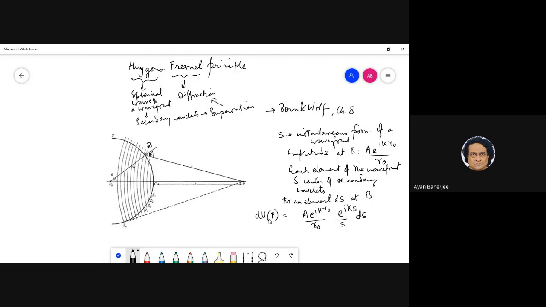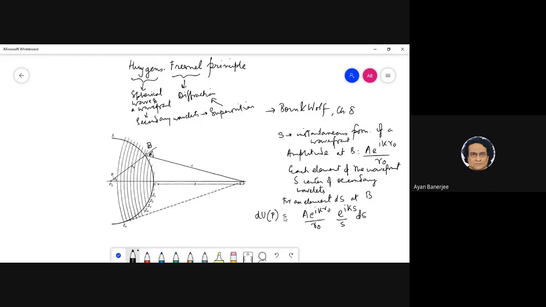And this dS is also necessary because, remember, this is finally a field, right? What you have here is just for a point source. So the moment you have a small surface element dS, the field because of that will be just that multiplied by dS.